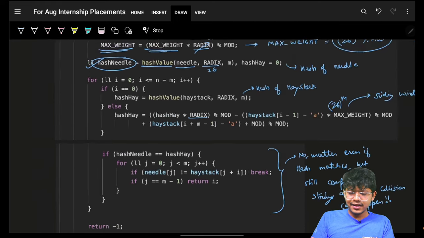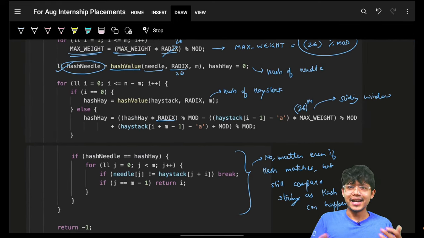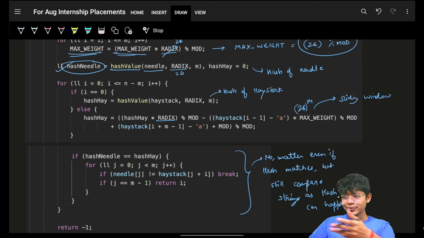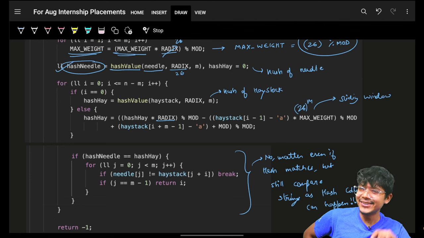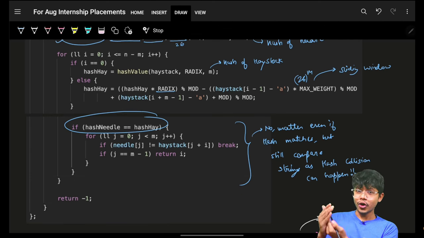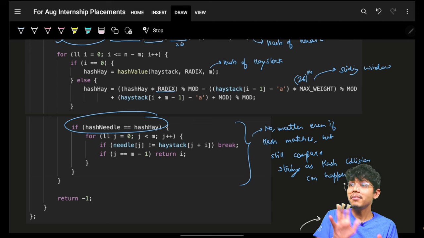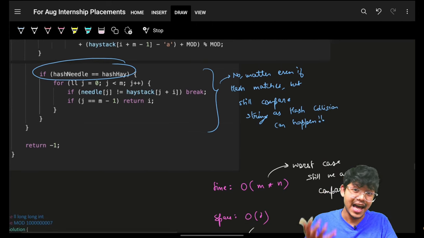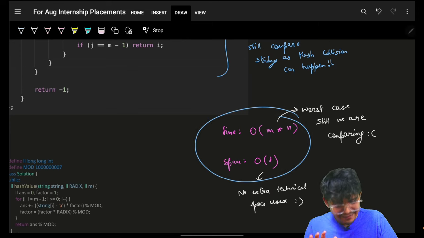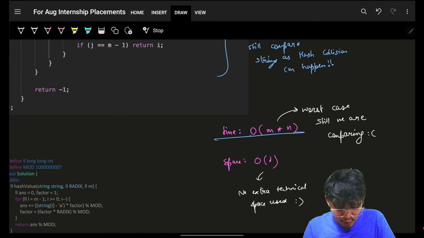But you will say, Aryan, we did so much of a headache and now you are saying that it is exactly the same as having a single simple hash function. What's the point? You wasted our 30 minutes. No, bro. This hash collision which we saw here will be very rare, but still there's a chance it can be there no matter what. But still our time complexity will be the same, which is O of m into n.